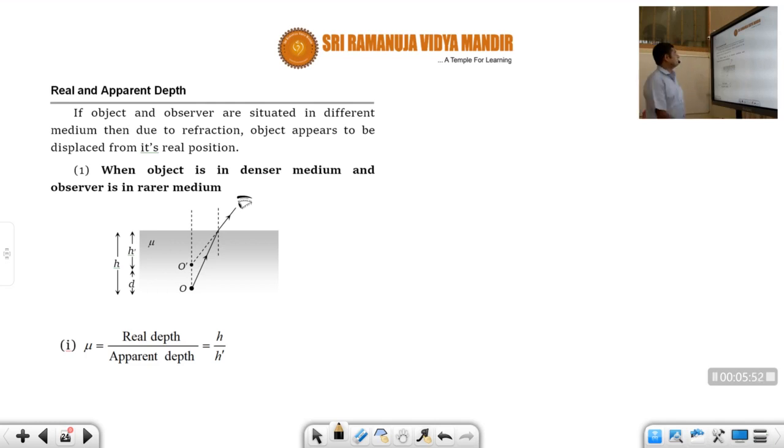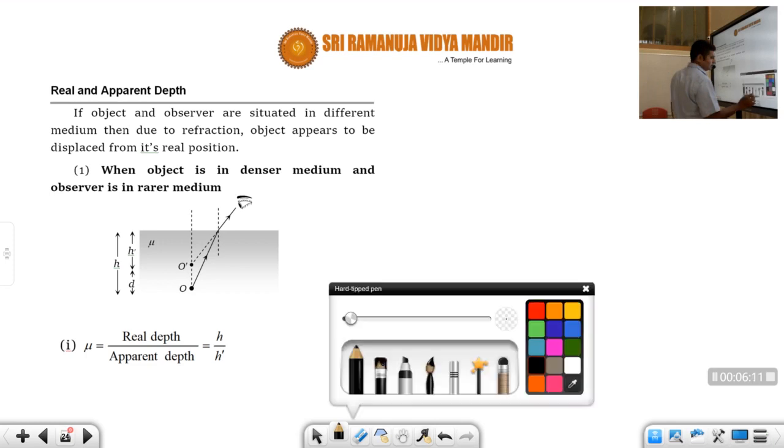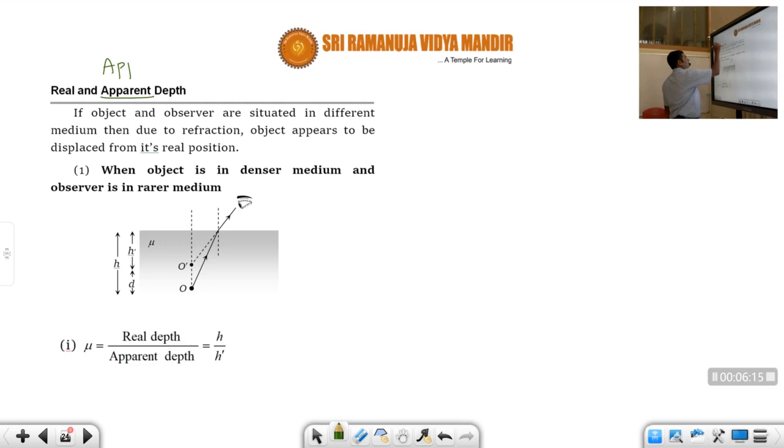So there come the terms real depth and apparent depth. Real depth means the actual depth. That means its actual depth is that much. But apparent means it appears to be. Always remember students, it appears to be, that's why it is called apparent. It is not actually so.